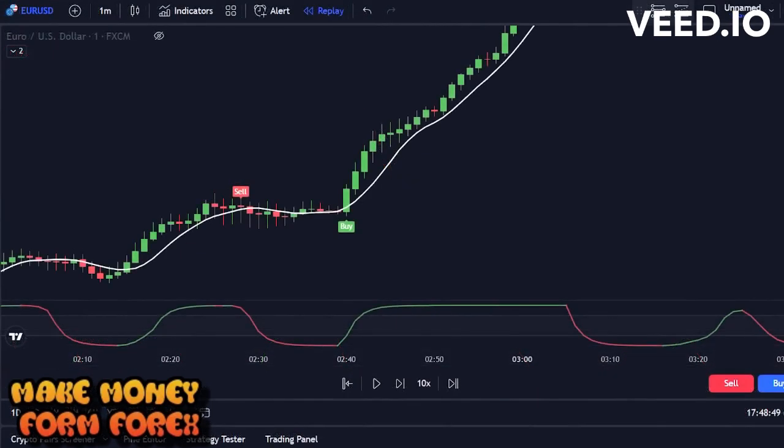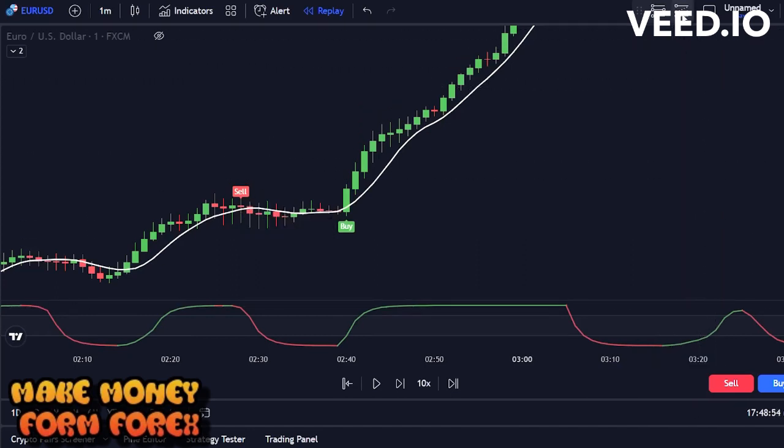Now let's go over the conditions for opening a trade. First, for a long trade we need the UT bot alerts indicator to issue a buy signal. Second condition is to have a green linear regression candle that has closed above the white line. And last but not least, the STC indicator needs to be colored green.